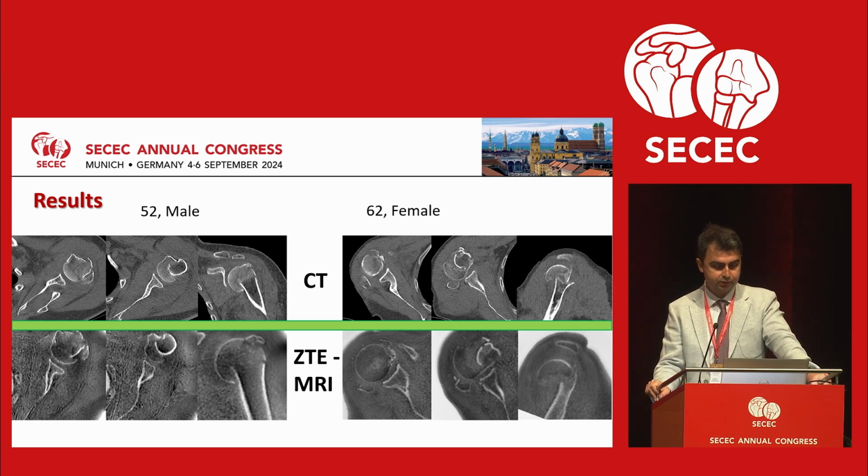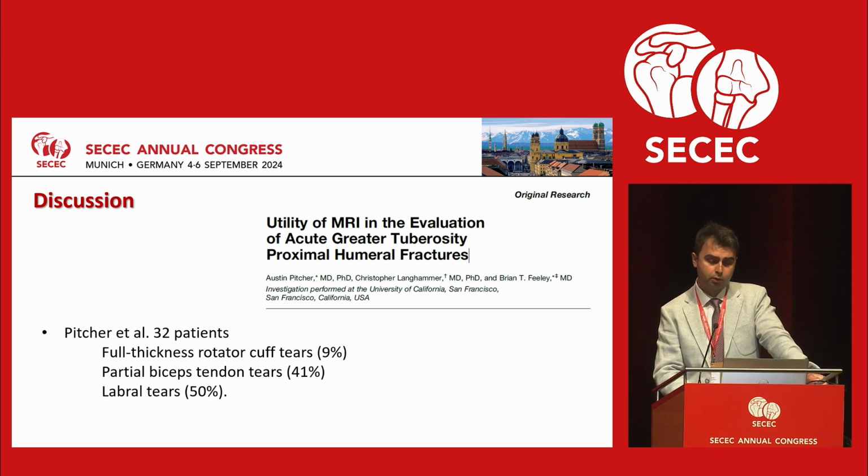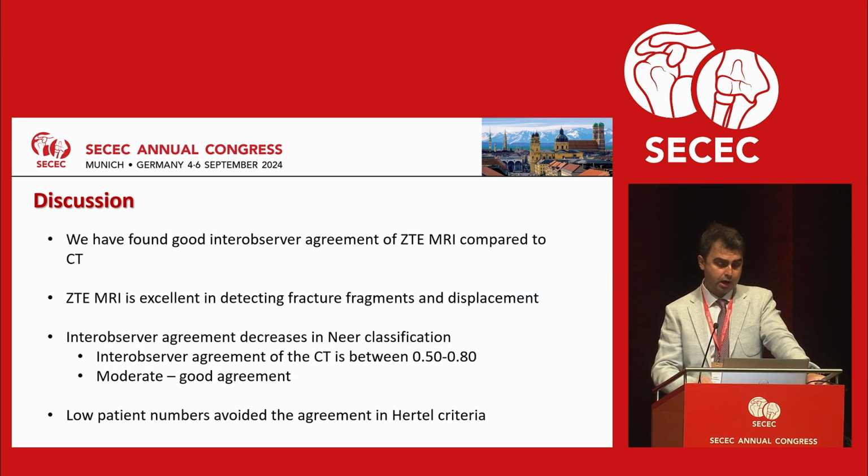You can see 2 examples of both imaging techniques. Above you can see the CT scan images, and below you can see the similar sequences of zero-TE MRI. Only a few studies evaluated MRI in acute proximal humerus fractures and found high rates of soft tissue injury. For example, one study from the USA reported 9% full thickness tears in greater tuberosity fractures, which is a very high rate. So we have found a good inter-observer agreement of zero-TE MRI compared to CT, and the zero-TE MRI technique is excellent in detecting fracture fragments and displacement.